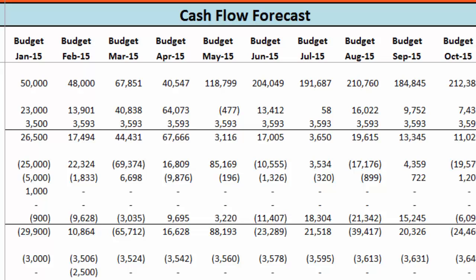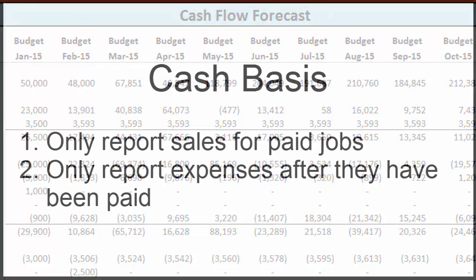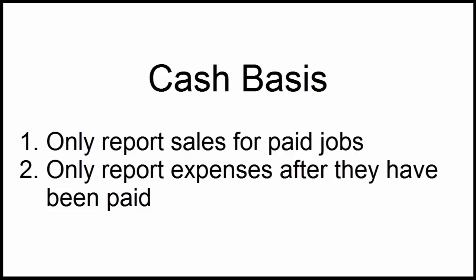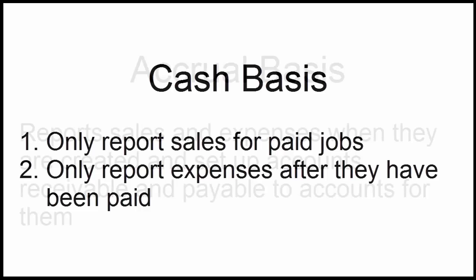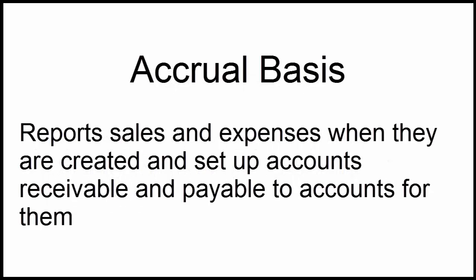There are two ways to report a company's financials: a cash basis and an accrual basis. Cash basis accounting simply means you only report the sales for the jobs that you have been paid for, and you only report expenses if they have actually been paid. Accrual basis accounting means that you report the sales and expenses at the same time they are created, but you set up balance sheet accounts such as accounts receivable and accounts payable to reflect what is owed to the company by customers who have not paid yet, and for what the company owes suppliers who you have not paid.